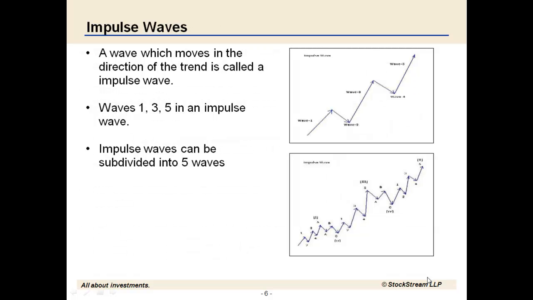As we have seen in the previous slide, an impulse wave is a move in the direction of the broader trend. Each impulse wave can be subdivided into a 5-wave structure. Waves 1, 3, and 5 within a broader impulse wave are also impulse waves, while waves 2 and 4 are corrective. Each of the waves 1, 3, and 5 follows an impulsive wave structure, while waves 2 and 4 follow a corrective wave structure.